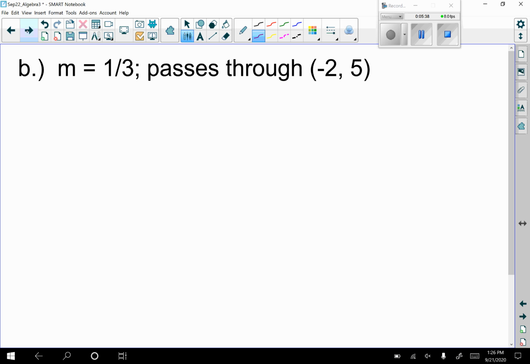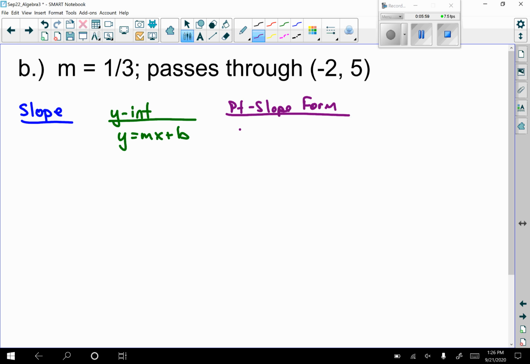All right, so if you want to pause the video and give this a try, it's very similar. Again, we want to identify or calculate our slope, find the y-intercept using y equals mx plus b, or you could try point slope form, which is y minus y1 equals m times x minus x1, and ultimately we'll write our equation. All right, so our slope again here is given 1/3.